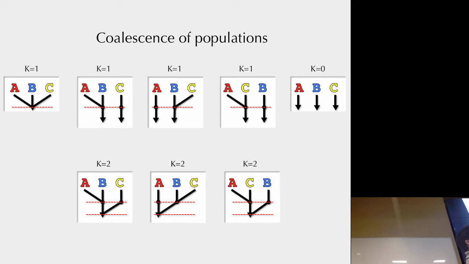How deep is this split? Here I have one free parameter. How deep is this split? Here I have two, this split and this split. Just like this model. Now, for this branch, let's say the population size is N1.